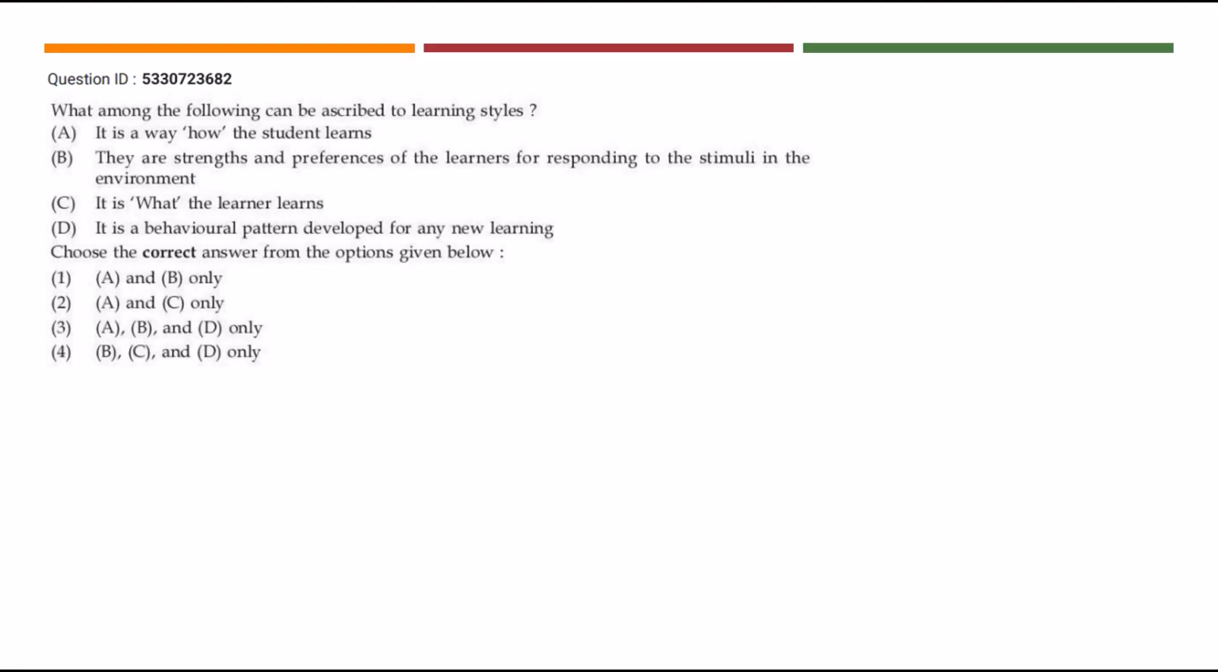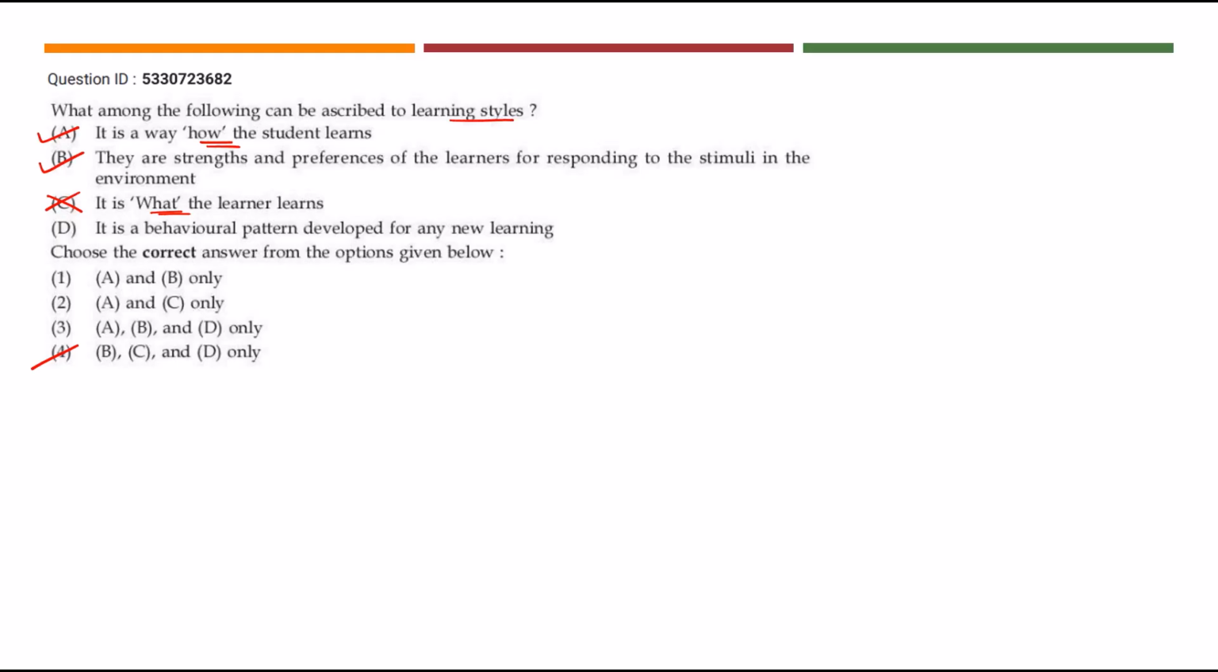So here it is about learning style. Learning style does not do anything with what the learner learns. It depends completely on how the learner learns. So C is definitely not there, but we can include A. So fourth option can be ruled out. Regarding B, they are strengths and preferences of the learners. One particular learning style will be suited for certain learners. All the learners will not adapt to the same set of style. So here there are strengths and preferences of the learners for responding to the stimuli in the environment is also right.